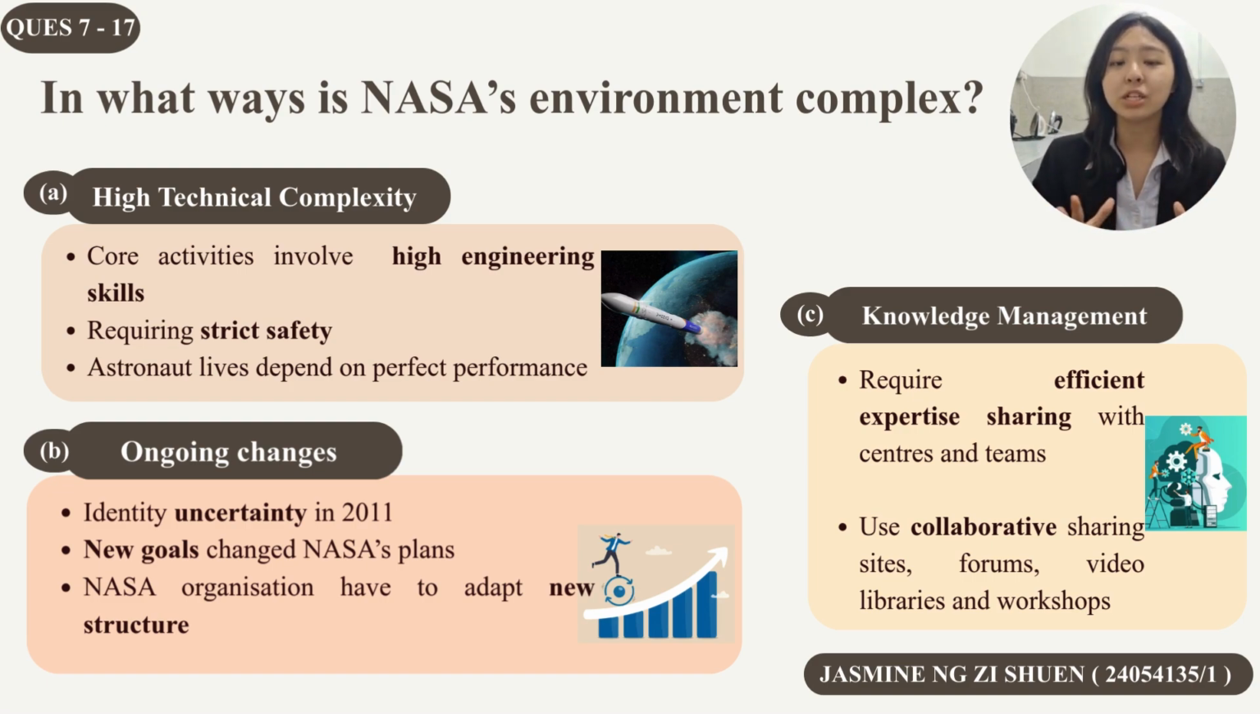When its main project mission ended in 2011, NASA struggled with its identity and long-term purpose. To redefine itself, the organization started setting ambitious new goals, such as reaching an asteroid by 2025 and sending astronauts to Mars by 2030. These evolving goals influence NASA's planning, strategy, and decision-making. This forces the entire organization to continuously adapt.